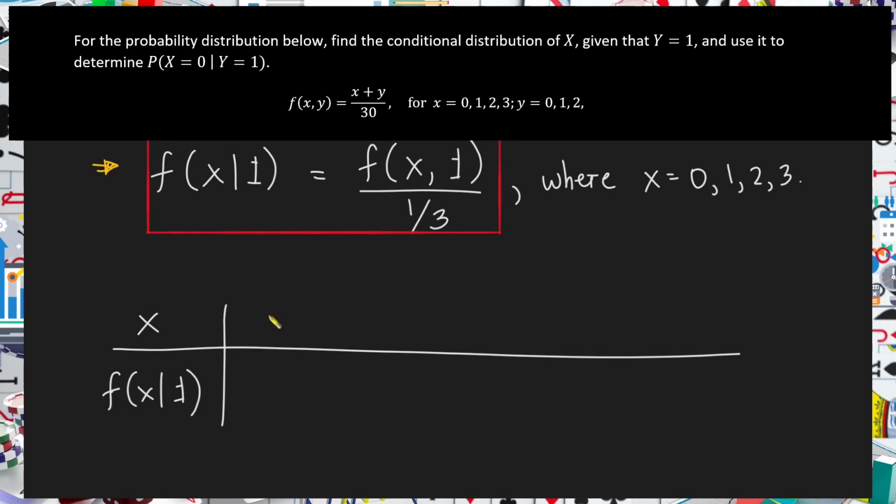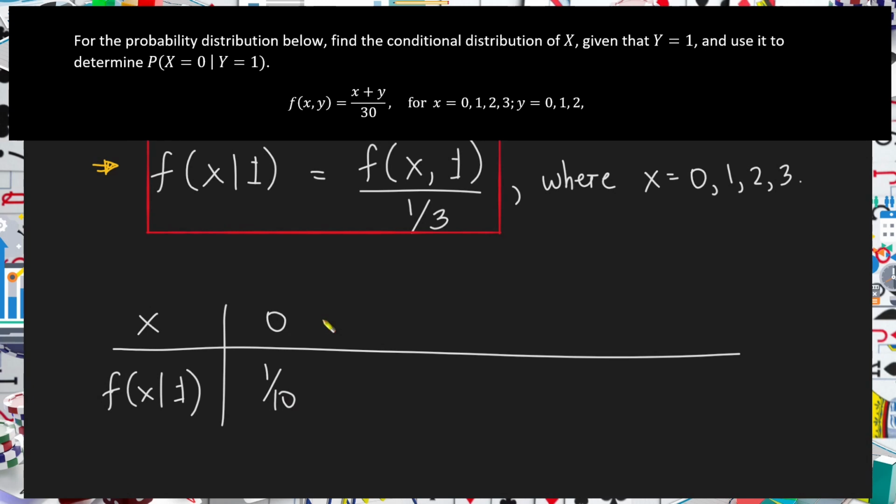If x is equal to 0, okay, so yung conditional probability f of 0 given 1 will be equal to f of 0, 1 over 1/3. Ibig sabihin, this is the probability that the value of x will be equal to 0 given na yung value ng y is equal to 1. So, yung numerator natin dito, f of 0, 1, this is equal to 1 over 30. Again, based dun sa function given sa problem, no? And then simplifying this, we have 1 over 30 over 1/3, which is equal to 1 over 10. Therefore, the probability that x will have a value of 0, given that y is 1, is equal to 1 over 10.